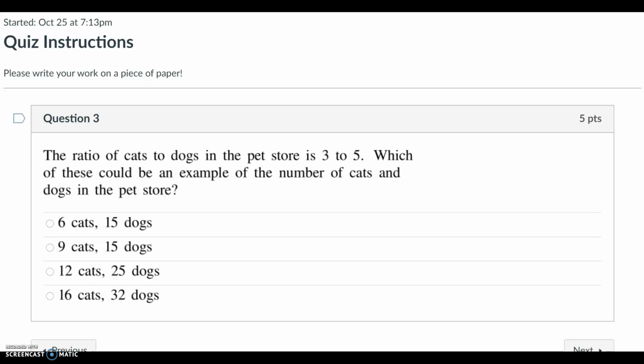Question 3. The ratio of cats to dogs in a pet store is 3 to 5. Which of these could be an example of the number of cats and dogs in the pet store? 6 cats, 15 dogs, 9 cats, 15 dogs, 12 cats, 25 dogs, 16 cats, 32 dogs.